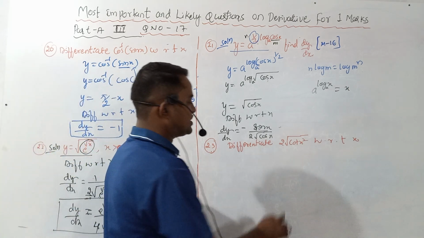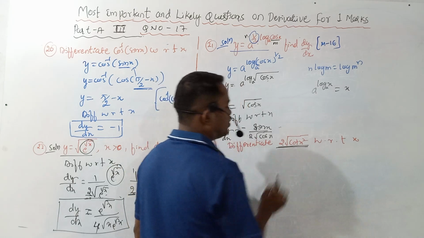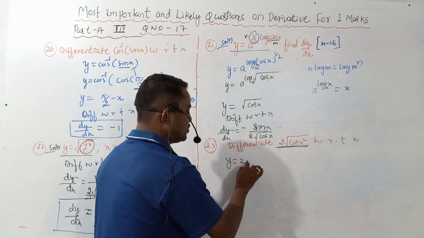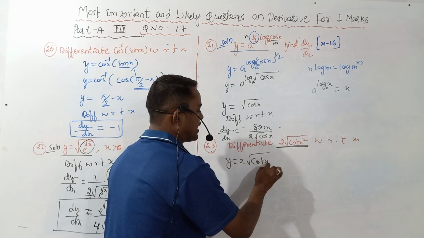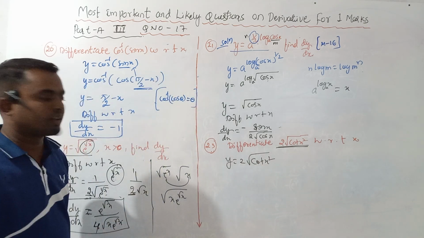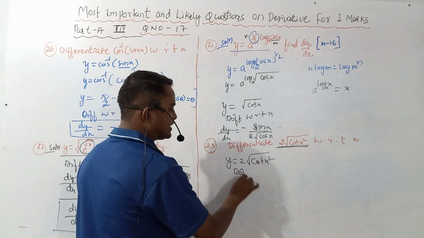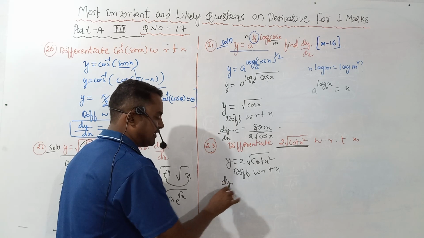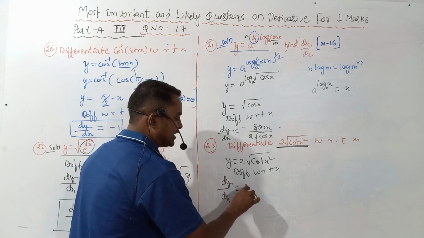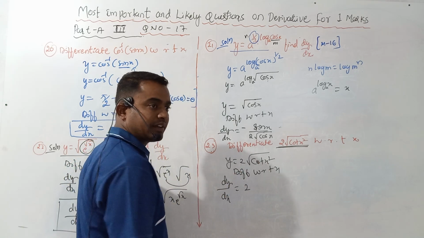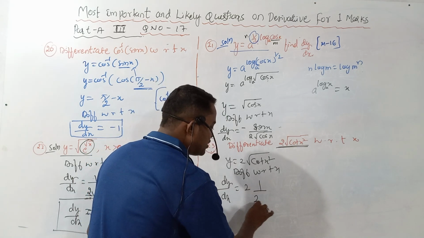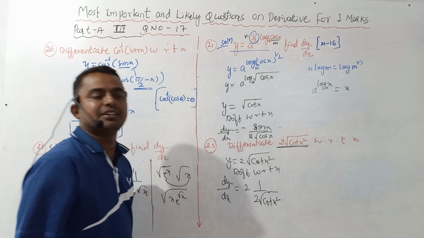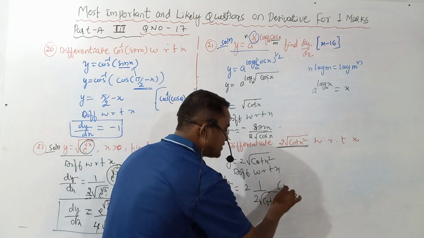Yes. Now differentiate 2 root cot x square. Take y is equal to 2 root cot x square. Now differentiate with respect to x. Derivative of y is what? dy by dx. This 2 as it is, derivative of root cot x square is 1 by 2 root cot x square. Derivative of cot is minus cosec square x.